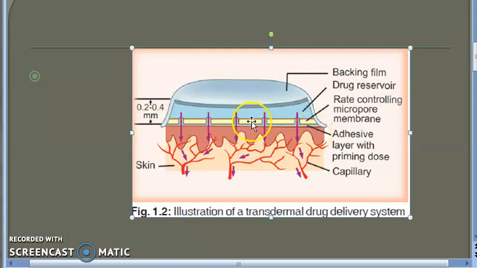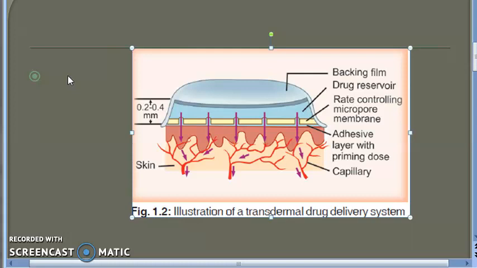Then there's an adhesive here. Then this is the skin which has a lot of capillaries. The thickness they have shown here of the drug reservoir is around just 0.2 to 0.4 mm. Okay. The adhesive will also have a layer of priming dose of the drug. Okay. This diagram you should practice. This is TDS, transdermal drug delivery system. What is it? It is systemic, right?